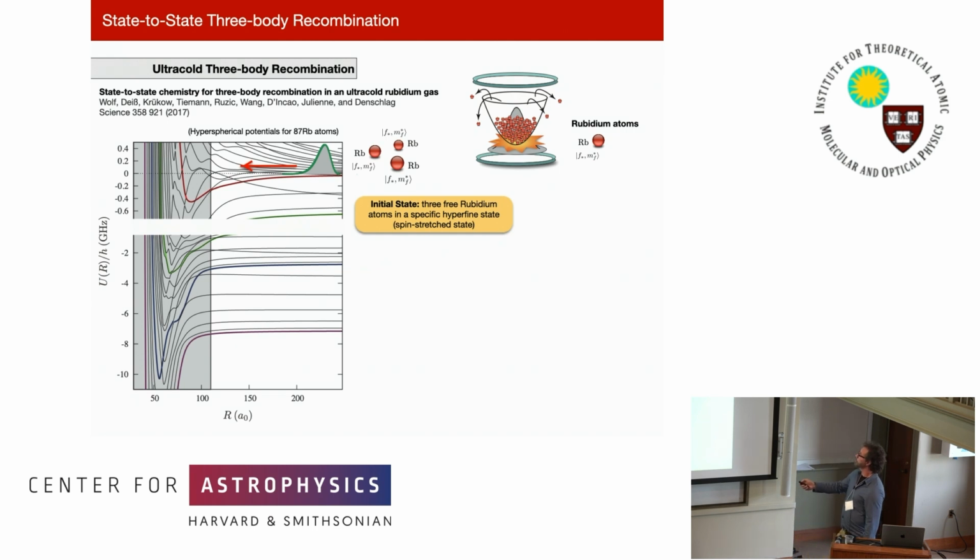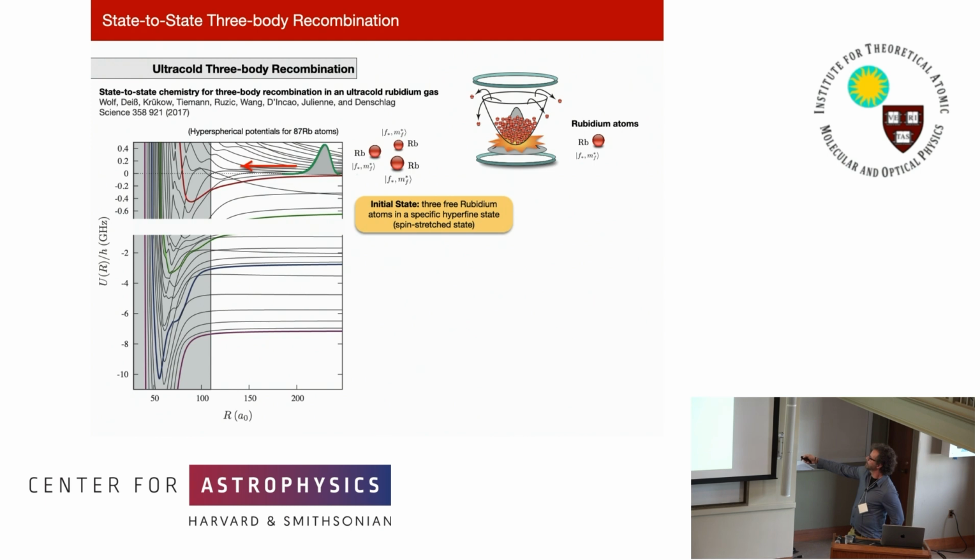In our particular case, we are studying rubidium, sometimes 87, sometimes 85. And we have the rubidium atoms in a spin-stretched state, because this is the one more convenient for losses.